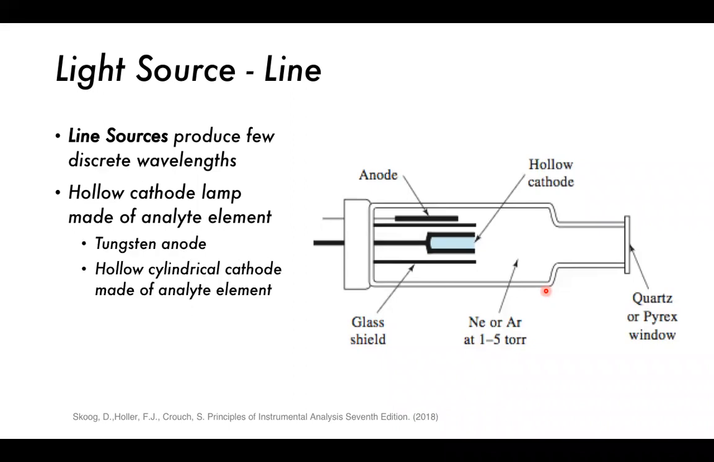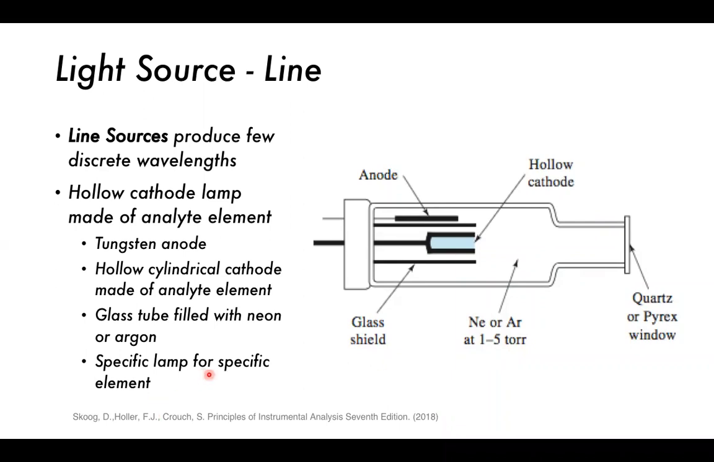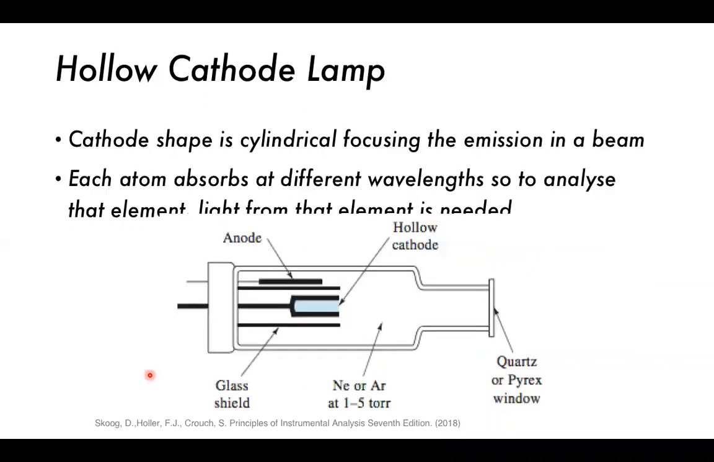So tungsten anode, then there's this hollow cylindrical cathode, which is made of the analyte element. Then there's a glass tube filled with neon or argon, as it says here. And then we have a specific lamp for specific elements. We'll learn a lot more about the use of these in the next session when we tackle absorption spectroscopy. Then the cathode shape here is cylindrical and it focuses the beam in one direction. So it becomes basically an emission beam, which can be targeted towards whatever it is that we want to measure.